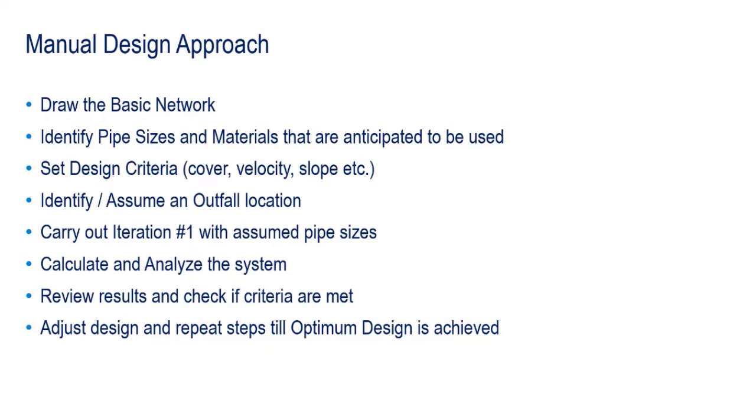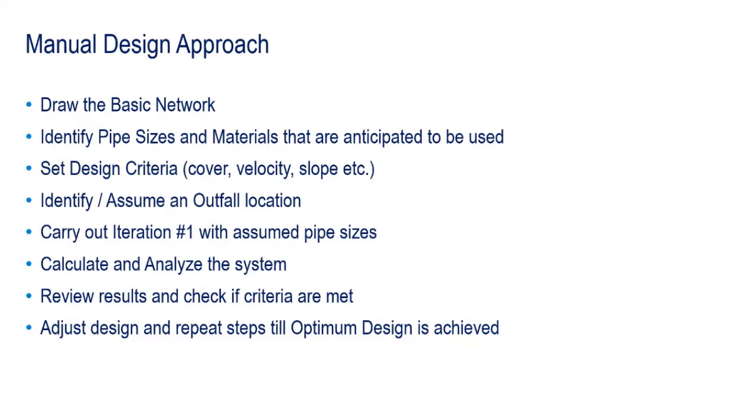Then analyze the system, review the results and check if the criteria are met. And once this is done, then repeat the iterations and the steps until the optimum design is achieved. So you have to do this a number of times to get an optimum design.